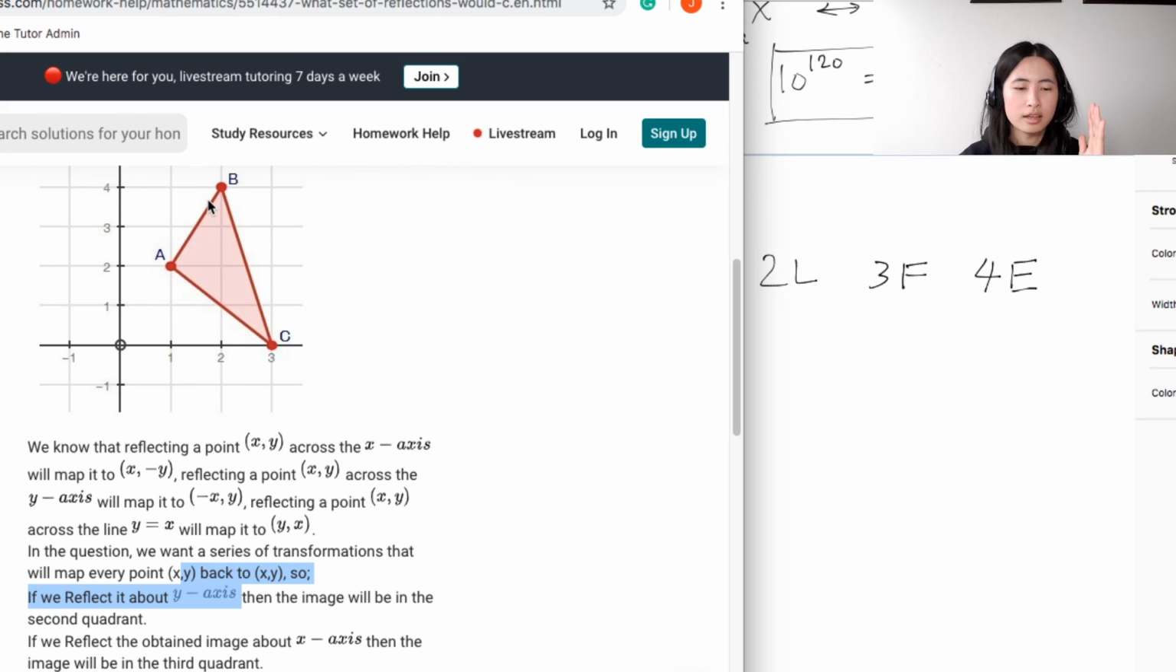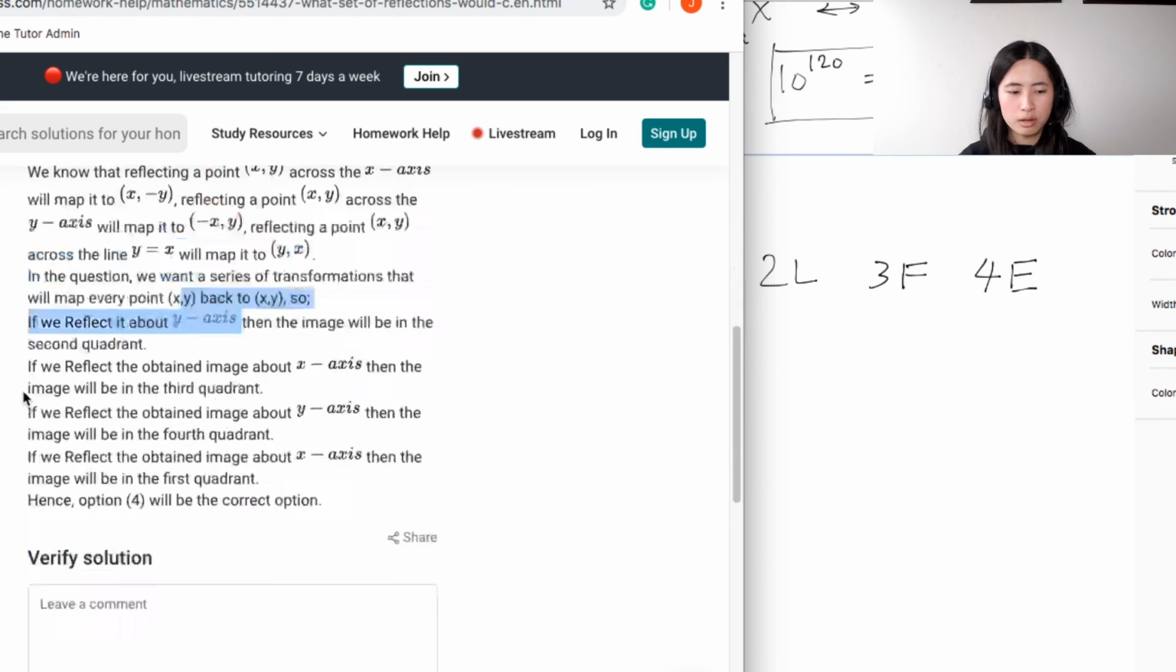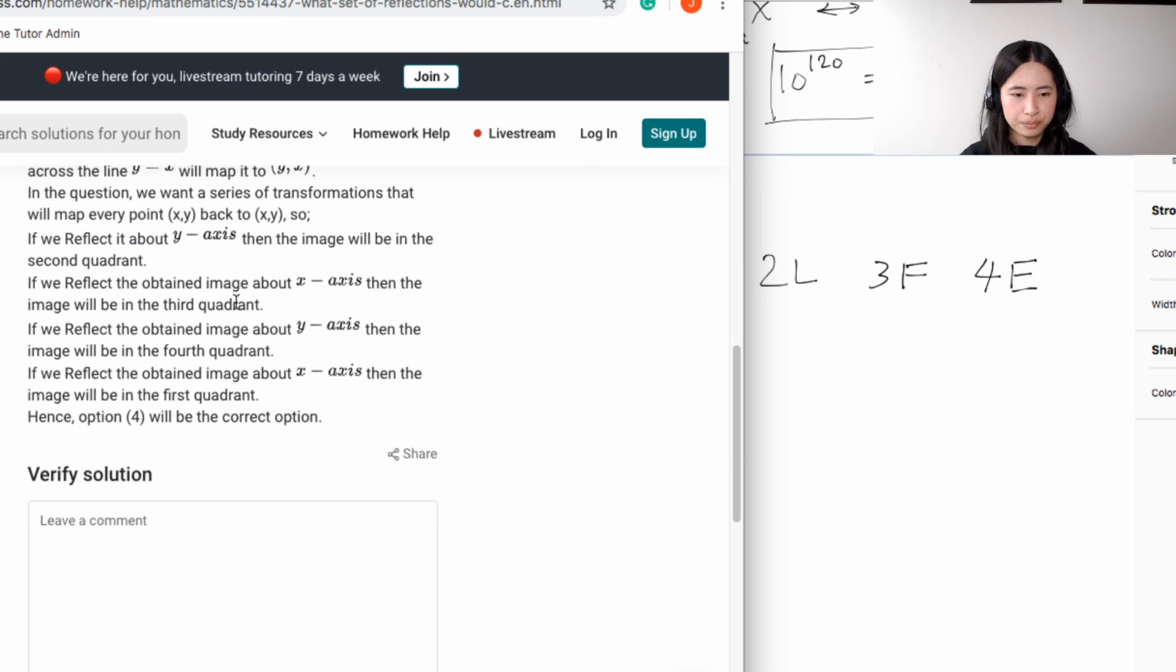So now picture this in your head. You have this figure, triangle ABC, now in quadrant 2, and then you're trying to reflect that on your x-axis. So this is where your x-axis is. Therefore, this figure is now going to move to quadrant 3. So that's what they have.